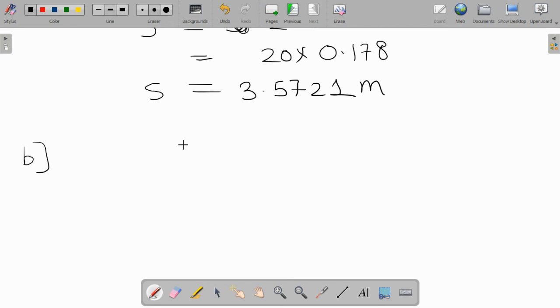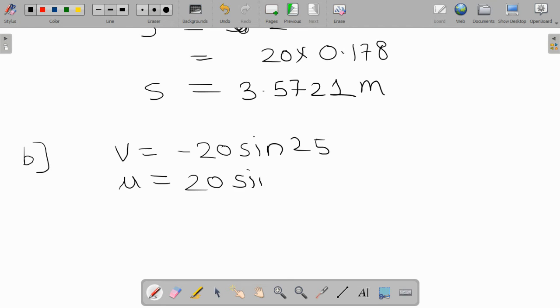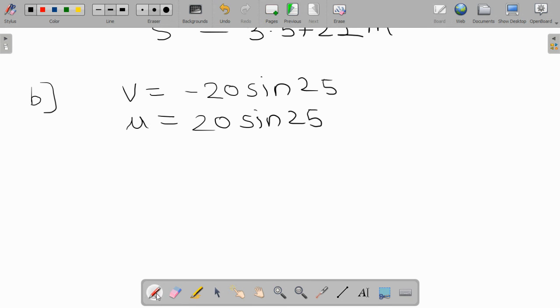I repeat, velocity exactly reverses itself when the projectile hits the other side of the ground. So this means we can take final velocity for the full range as minus 20 sin 25. Initial velocity would remain as it is, which is 20 sin 25. The time of flight, of course, we don't know. S, which is the vertical displacement in this journey, would be 0. And we are supposed to get the time of flight. Perfect.